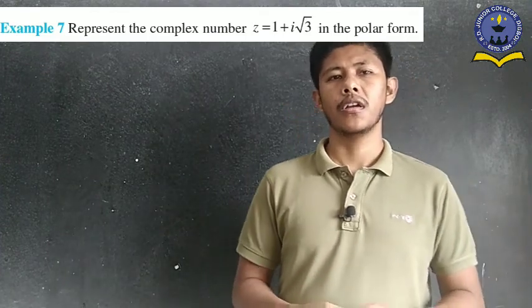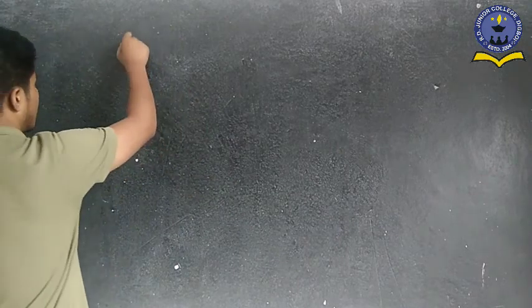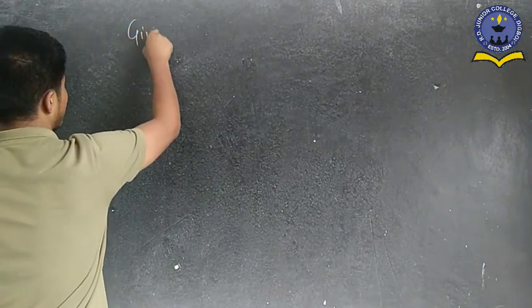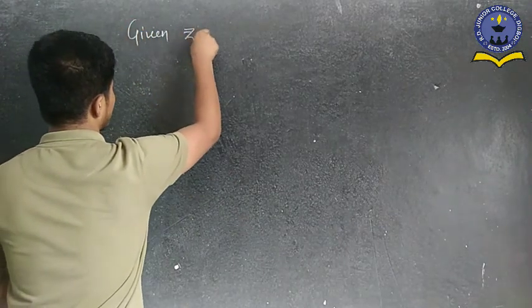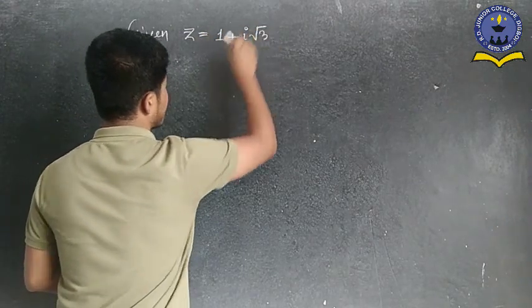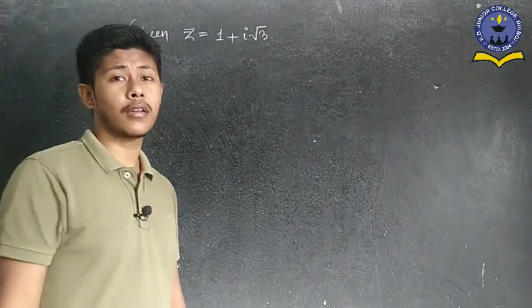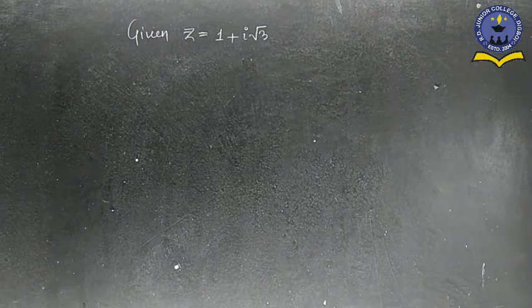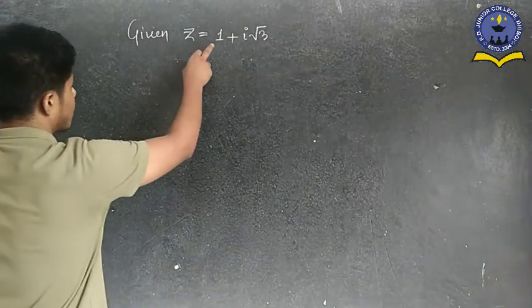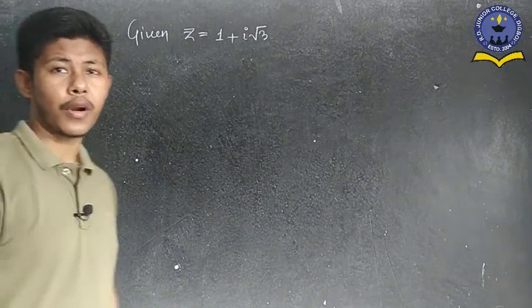So first of all, the complex number given to us is z equal to 1 plus i root 3. So if you write this, given z equals 1 plus i root 3, isn't it? So here 1 is the real part, and this i root 3 is the imaginary part, isn't it?